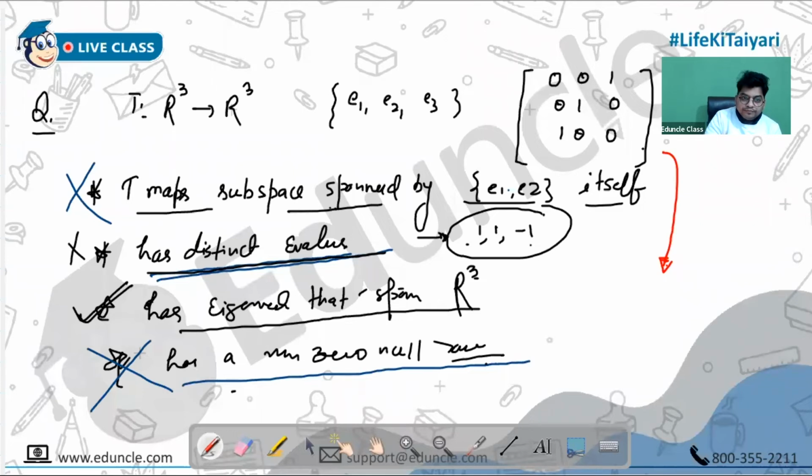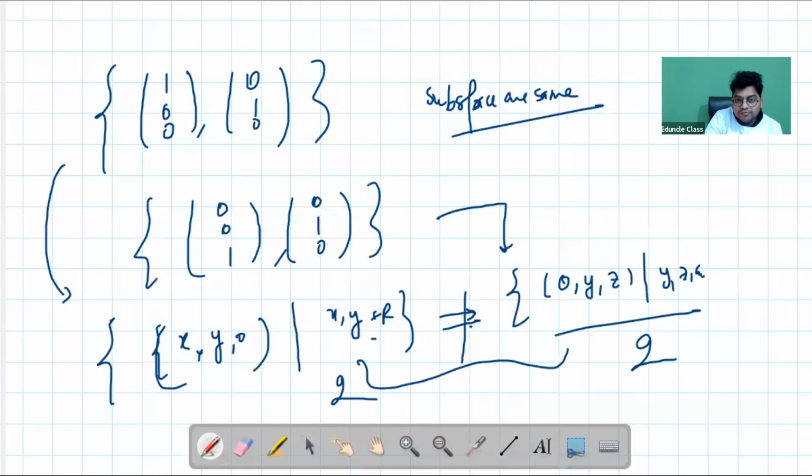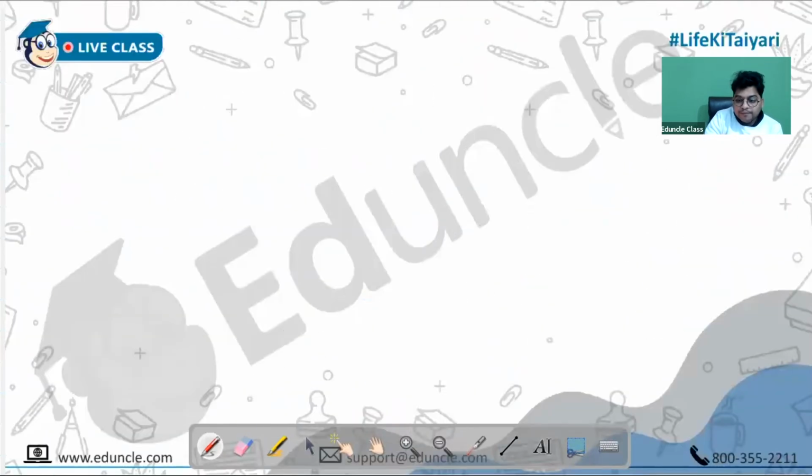Okay, done. Next problem is, does anyone else have a problem? Next is, what is the range of a matrix? Range is also clear. If somebody is asking range, that means the range space, or rank, meaning the dimension of the range space.